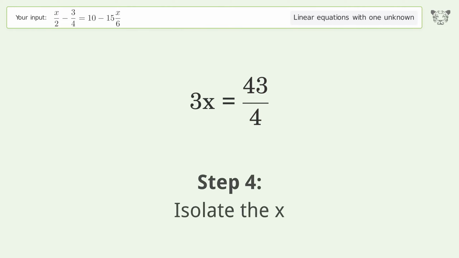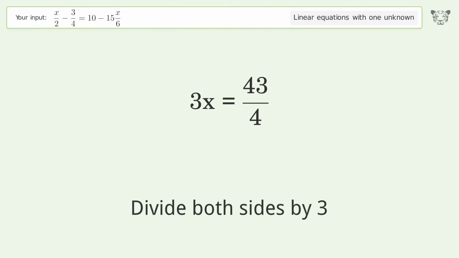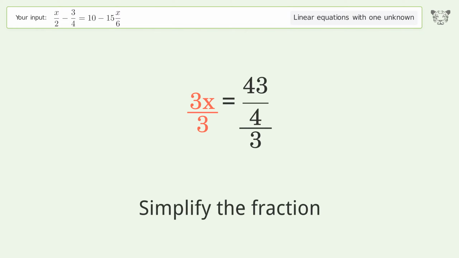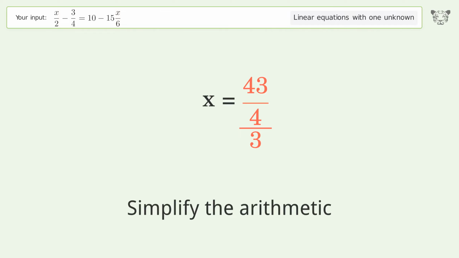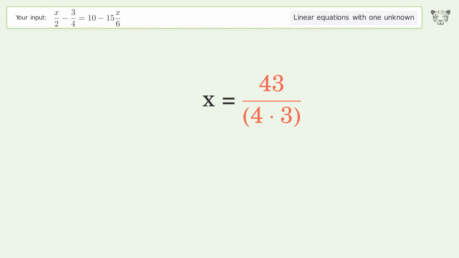Isolate the x. Divide both sides by 3. Simplify the fraction. Simplify the arithmetic. And so the final result is x equals 43/12.